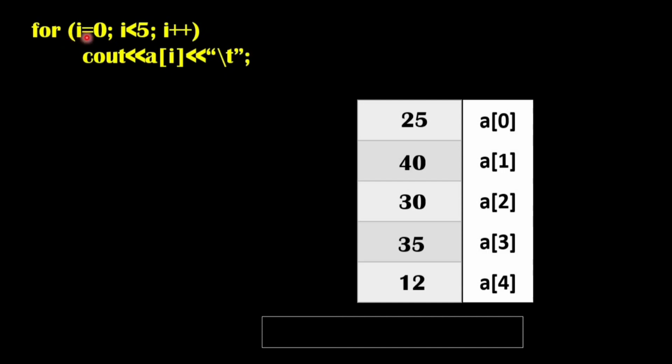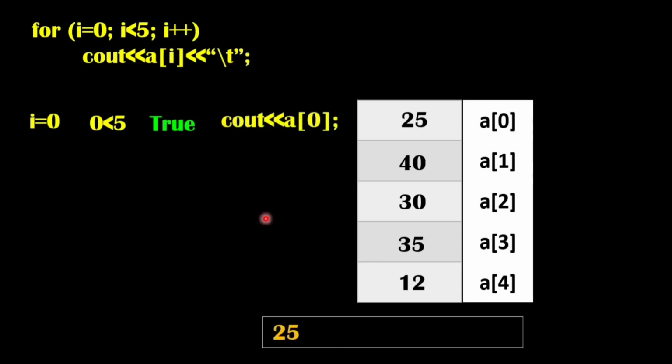for i equal to 0, i less than 5, i++. Then cout. We know how to print a statement or value using the cout command. So a[i], then we have \t. Why are we using \t? Let me explain that while explaining the loop. First i is equal to 0. 0 is less than 5, it is true. So it will print cout a[0]. It will just print 25, because the element stored at a[0] is 25.